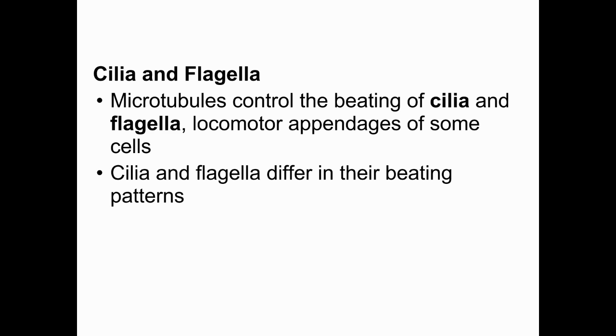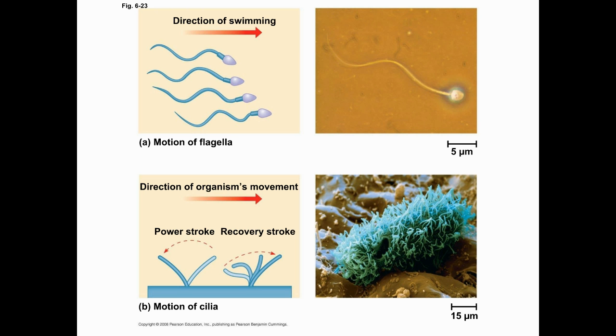Cilia and flagella are microtubule structures that control the beating of locomotor appendages of some cells. Which one's larger? Flagella; cilia are typically smaller. When I have a cell with flagella, is it a larger number or a smaller number? Smaller number of flagella, more cilia, as you'll see in the next picture.